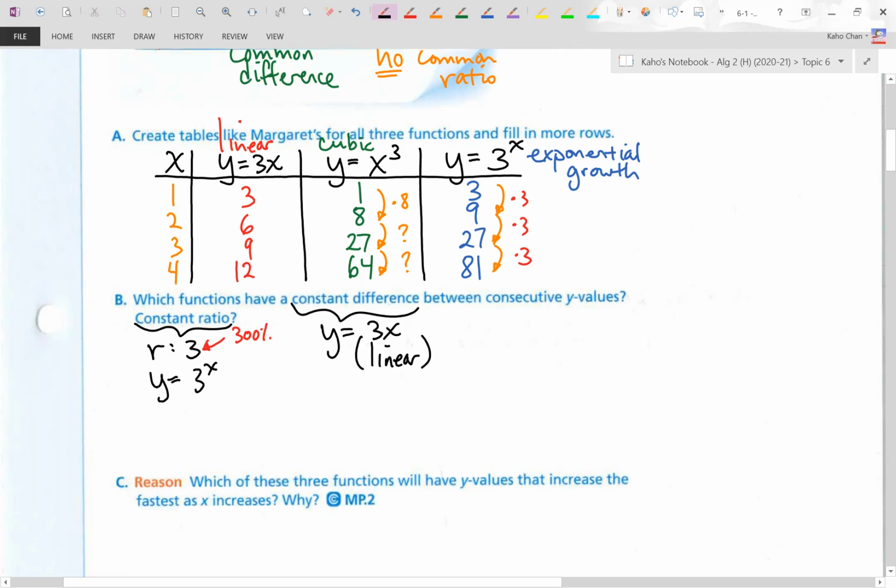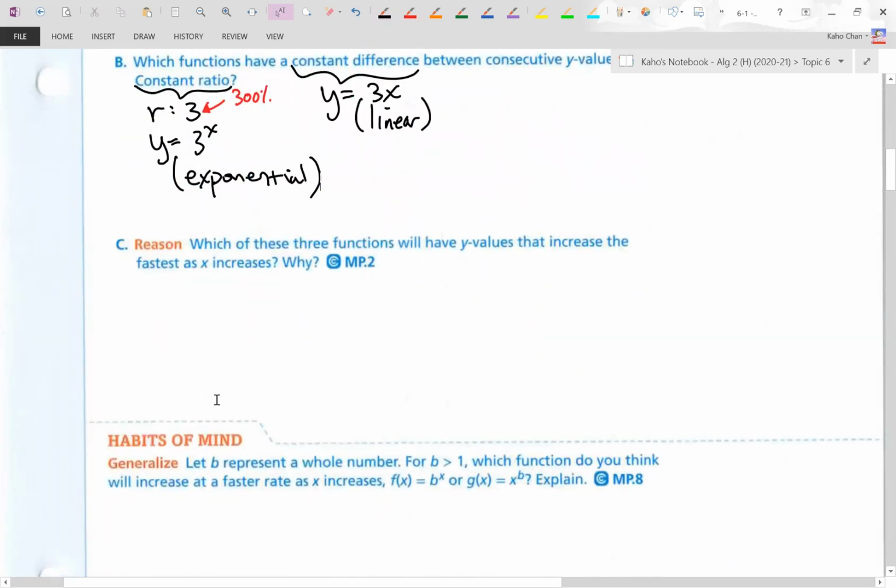There it is. That's your base value. This is an exponential function. Gets pretty big fast, doesn't it? Next question. Which of these 3 functions will have y values that increase the fastest as x increases?